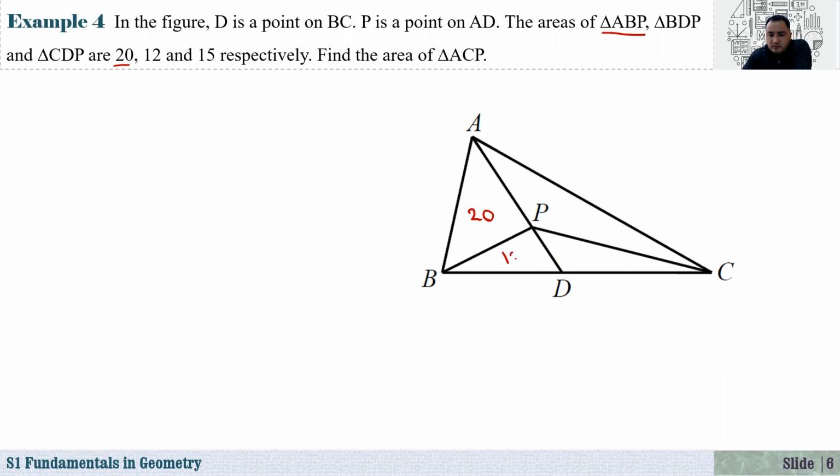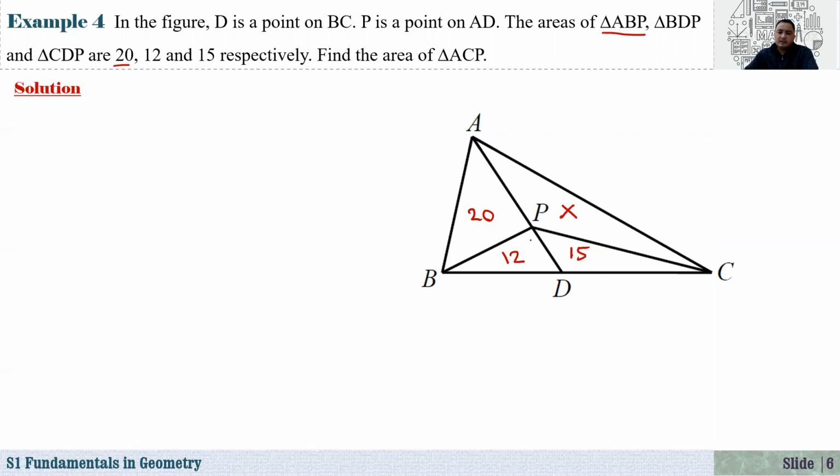The area of BDP is equal to 12. And the area of CDP is equal to 15. So this area is equal to 15. The question is, what is the area of ACP? Let's say that area is X.